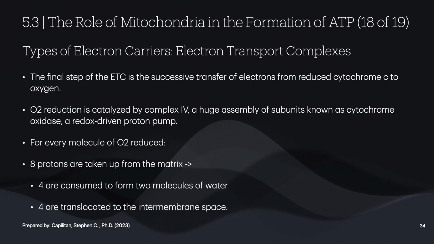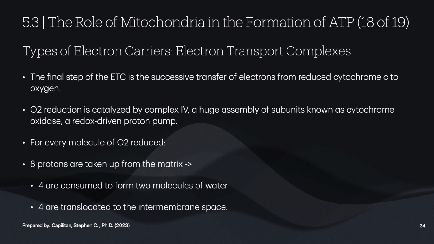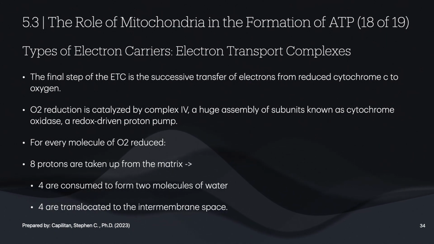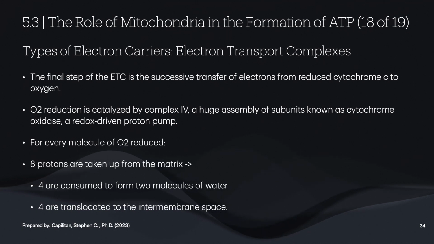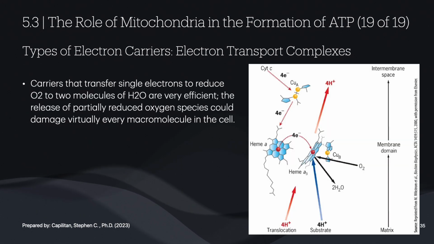The last step of the ETC is the transfer of electrons from reduced cytochrome C to oxygen. Oxygen reduction is catalyzed by complex 4, which is a huge assembly of subunits known as cytochrome oxidase, a redox-driven proton pump. For every molecule of oxygen reduced, 8 protons are taken up from the matrix. 4 are consumed to form 2 molecules of water, and 4 are translocated to the intermembrane space.